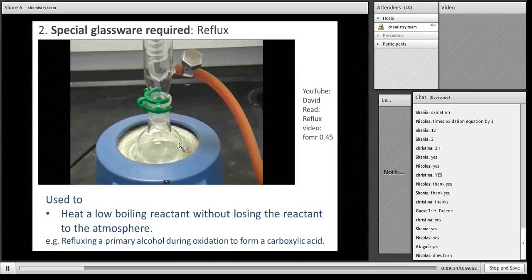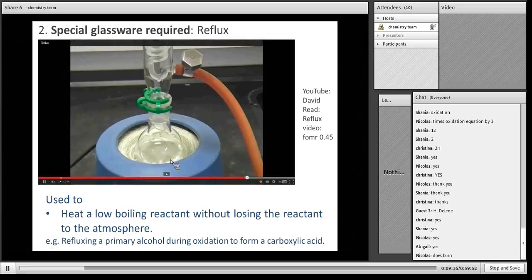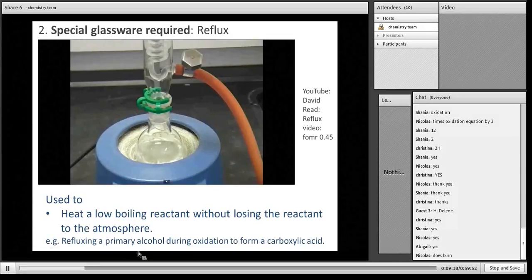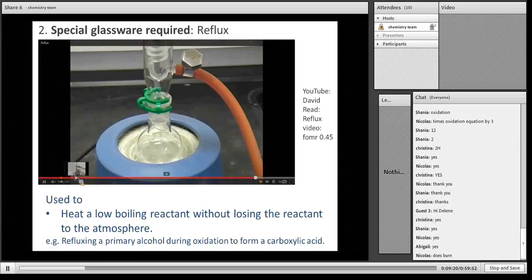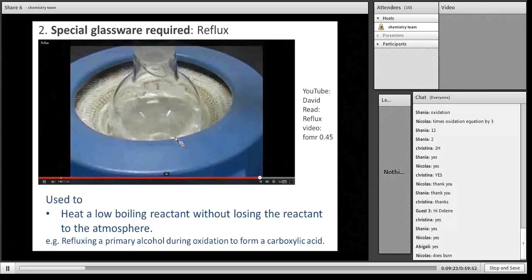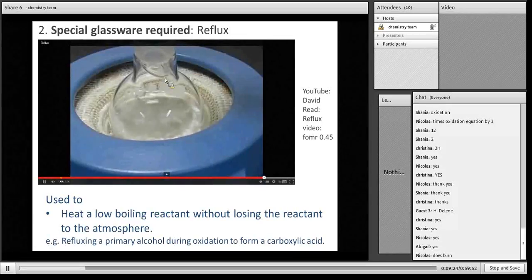Okay, so I've said it's boiling away, and the anti-bumping granules are making it boil easily. And can you see that liquid dropping back in again there? So that's how it works, and we can just keep on heating it for about half an hour until the reaction's finished.